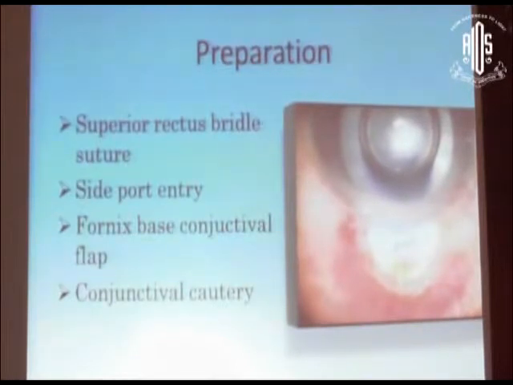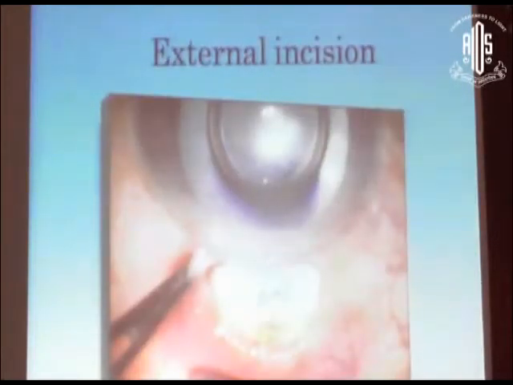So this is after the preparation and the initial steps. The wound is ready for the external incision. For the external incision, we should hold the fixation forceps here. And you can notice that we are not giving any relaxing incision over here, so that there is no tearing of the conjunctival flaps, the globe can be held firmly and the fixation is good, so that the external incision and tunnel construction becomes easier.